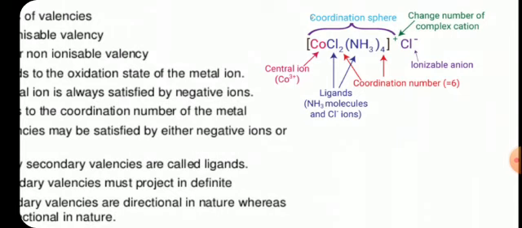Werner further said that in a coordination compound you have two spheres. One is the coordination sphere and the other is the ionization sphere. The coordination sphere is the one present in the square bracket, where we have the central metal atom and the ligands attached to the central metal atom. And in the ionization sphere, we have ions which are ionically bonded to the complex ion because of the charge on the coordination sphere.